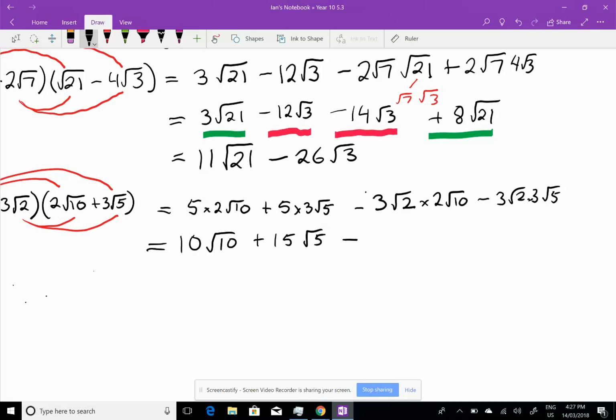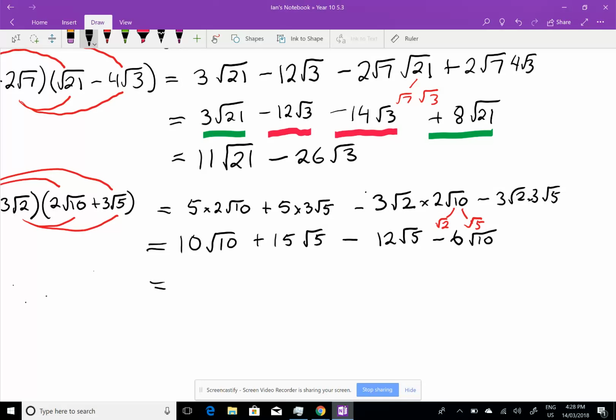3 times 2 is 6, but this root 10, I can write this root 10 as root 2 root 5. So now I'll get 3 times 2 is 6, root 2 times root 2 is 2, 6 times 2 is 12 root 5. That's a tricky bit, that one. Here, I'll get 3 times 3 is 6, and root 2 times root 5 is root 10.